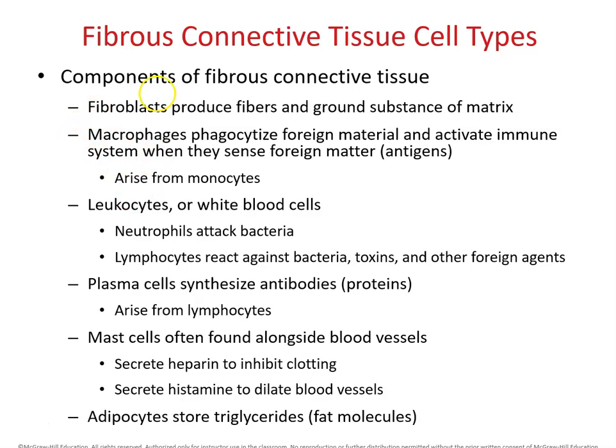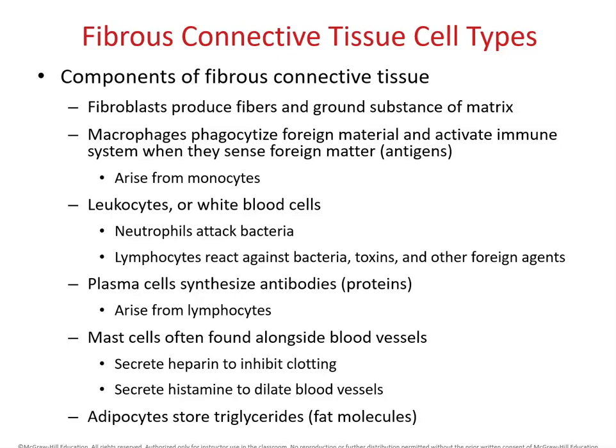Then we have macrophages. We talked about phagocytosis in previous videos, where a cell engulfs and kind of eats another cell. Macrophages are professional phagocytes, and they are part of connective tissue. They have a role in the immune system. We talked about white blood cells being part of the immune system.